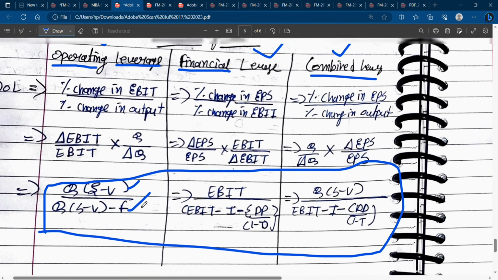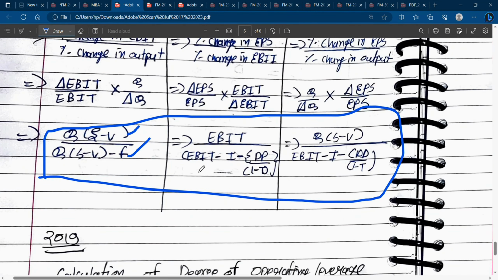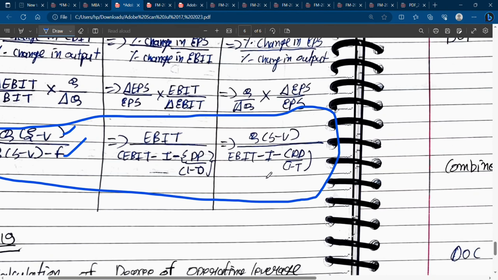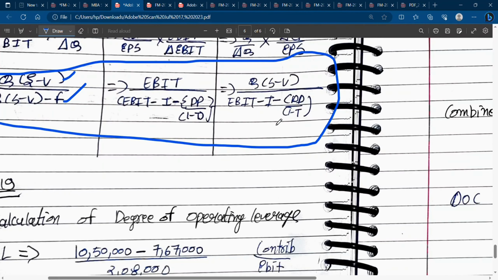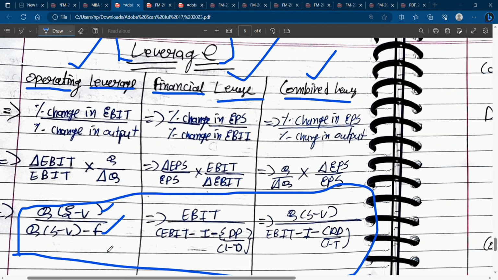And for financial leverage our formula is EBIT upon EBIT minus interest minus preference dividend upon 1 minus T. And for the combined leverage, this is our formula. We can also calculate the combined leverage by multiplying the answer of operating leverage with the answer of financial leverage. We will get our combined leverage.